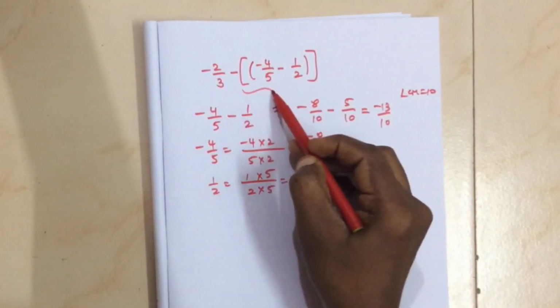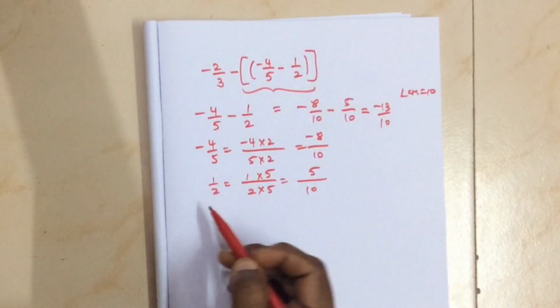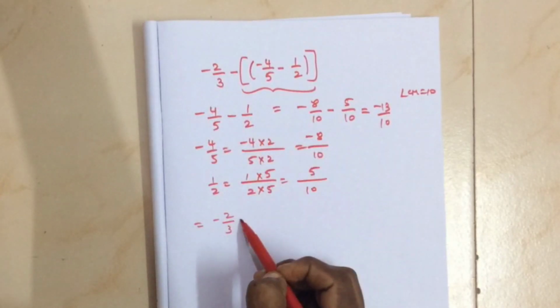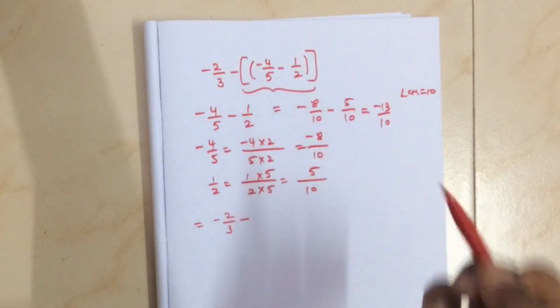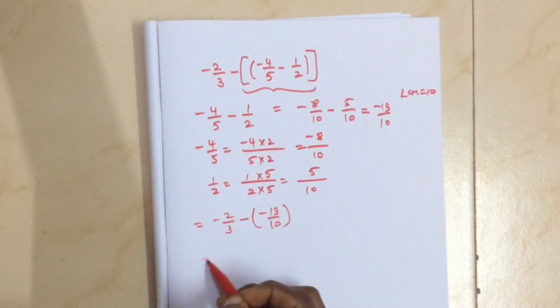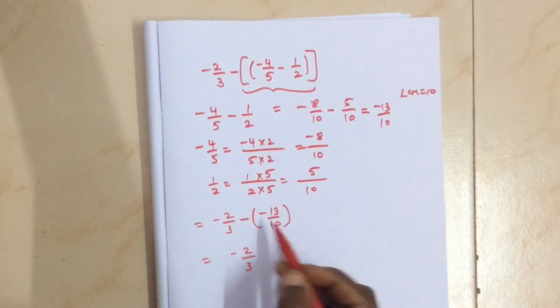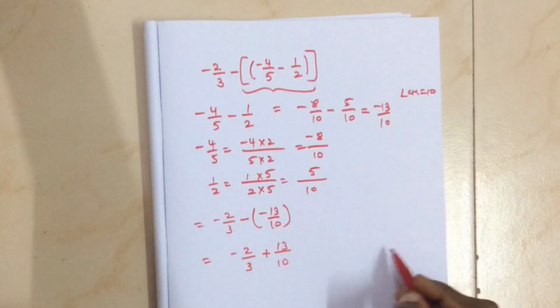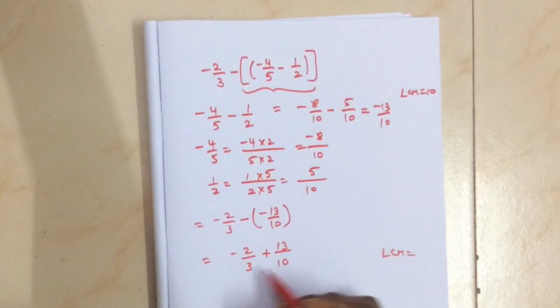Now we have solved this part. Now what you should do is, minus 2 by 3 is from here, minus of, instead of this I am writing minus 13 by 10. So minus 2 by 3, this minus into minus becomes plus 13 by 10. What is the LCM now? 3 tens are 30.